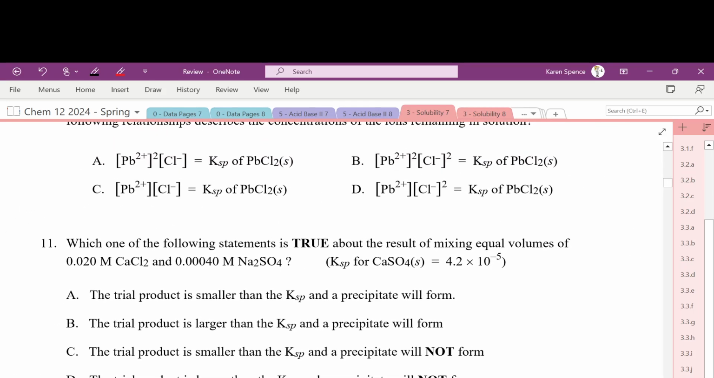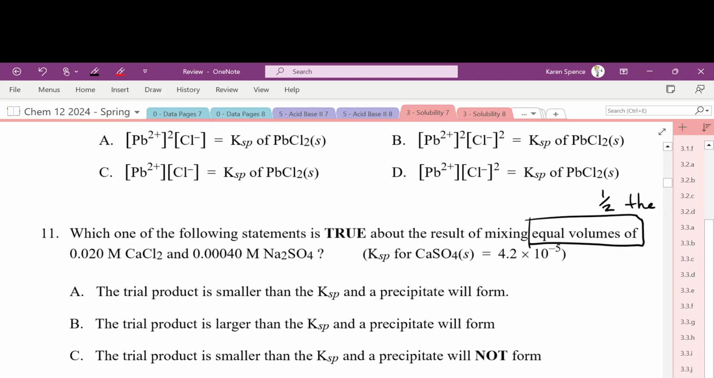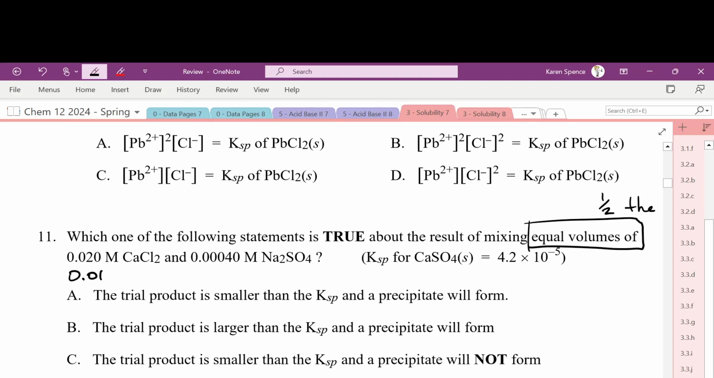Which of the following is true about mixing equal volumes? Oh, look, equal volumes. That means what do you do with the concentration? Half the concentration. So this is going to become 0.01 molar, and this is going to become 0.0002 molar. And we are concerned here about, well, it's certainly not the sodium chloride, is it? Because sodium and chloride are mostly soluble with everything. So we're looking at the calcium with the sulfate. Oh, and they tell you it's calcium sulfate even, so you didn't even have to know that.